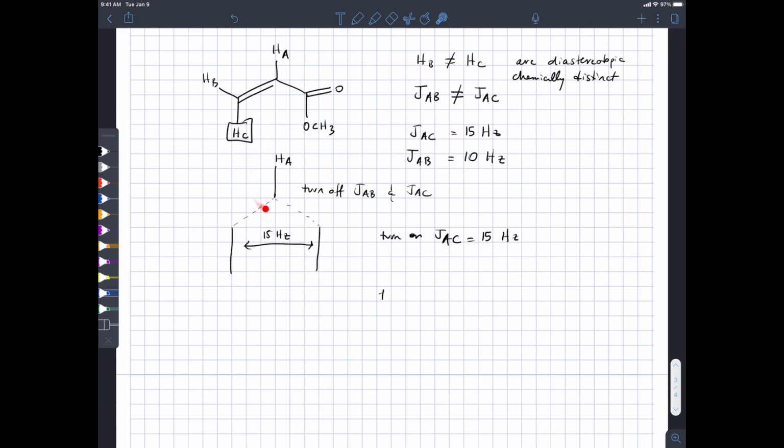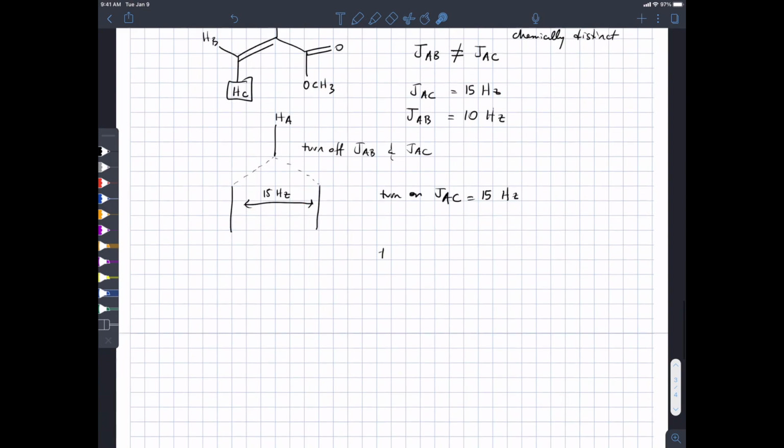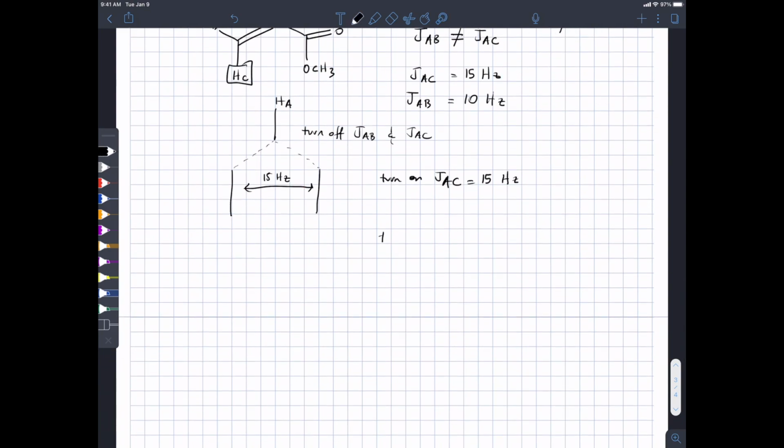So we started with proton A, turning off the coupling constants with the protons B and C. Then we turned on the coupling constant between A and C, which we said was 15 hertz, and that's this distance. Then, in a second step, we will turn on the coupling between A and B, which we said was just 10 hertz. So starting from the peak on the left, I split that by 10 hertz into a 1-to-1 doublet. And then with the peak on the right, I split that by 10 hertz into another 1-to-1 doublet.